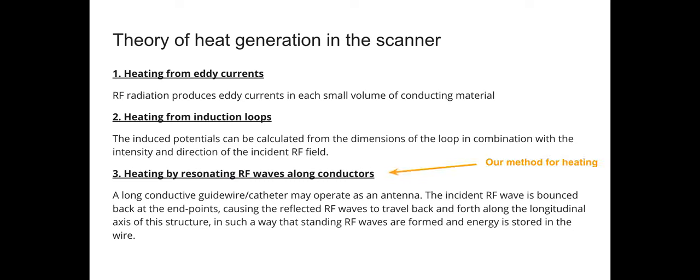When not at resonance, the waves will mostly cancel each other out, but at resonance, there will be a standing RF wave and the electrical energy will be built up along the wire. So when that happens, the strong local electrical field near the guide wire will cause displacement currents in the interface of the wire and the phantom and generates a lot of heat within this layer. And this is the method that will be used to generate heat in the scanner.